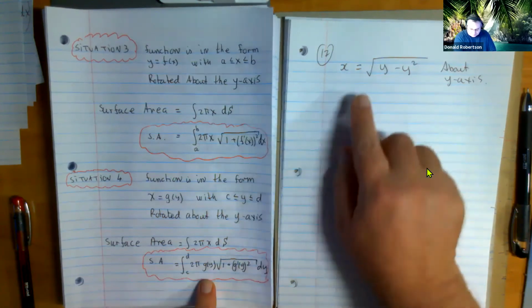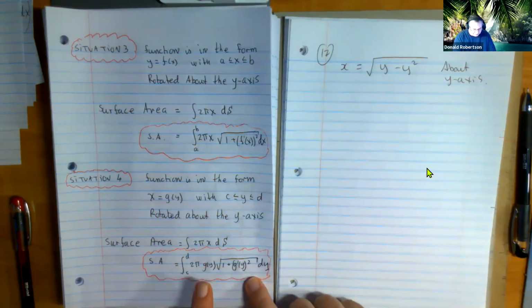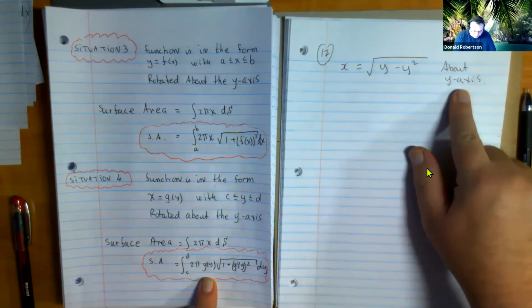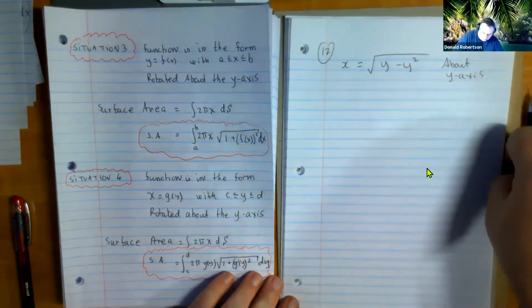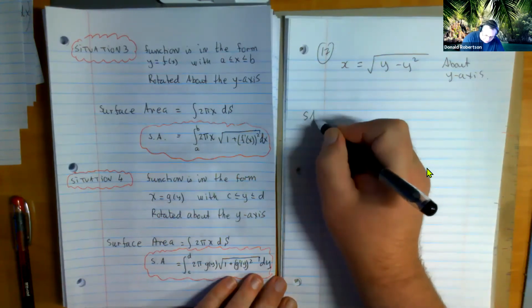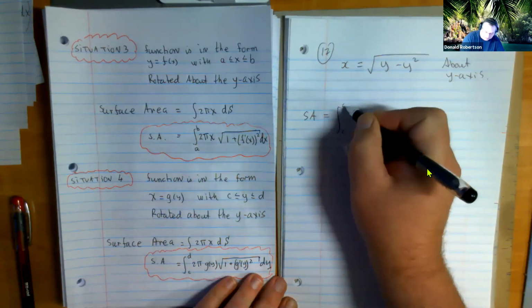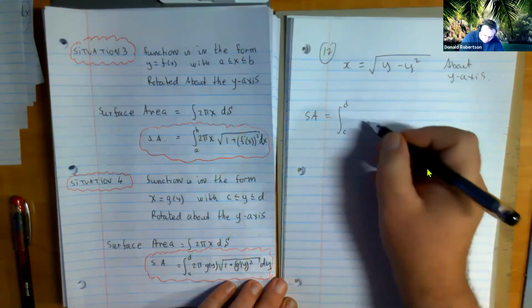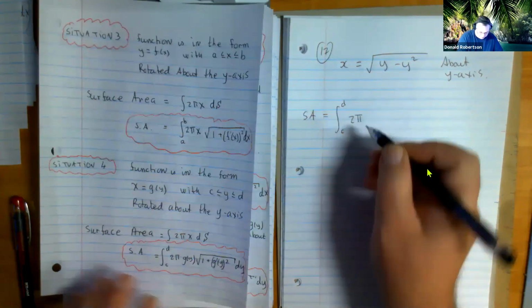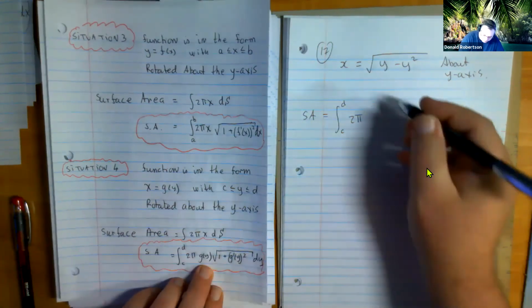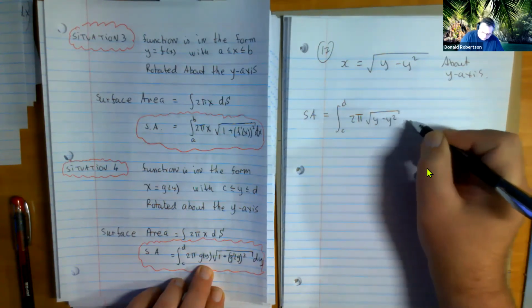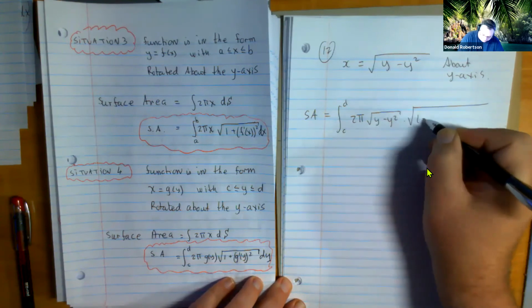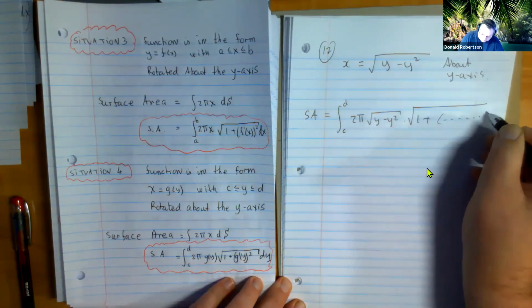Would you agree that the way this is written, it's a situation 4? Rotating about the y-axis and everything with y's. So what you said is correct. I don't have a C or a D, but I have 2 pi g of y, which is essentially this guy, times the square root of 1 plus the derivative of this guy squared dy.